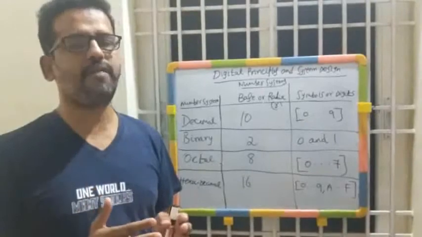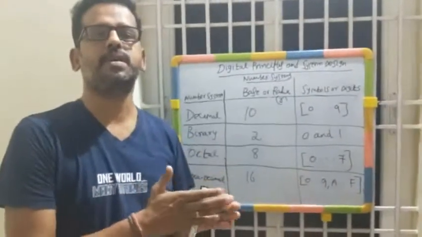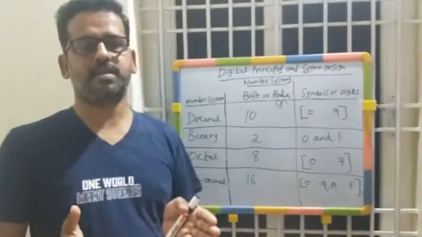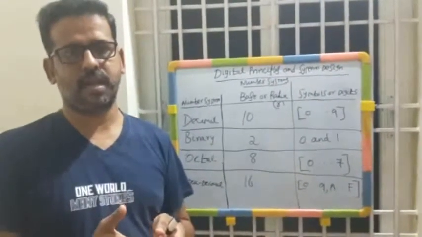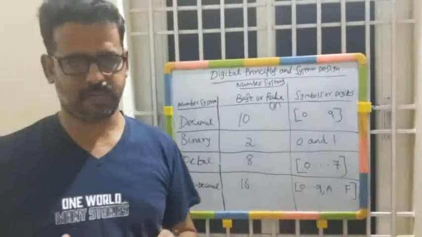This is the only difference of the hexadecimal number system compared to the other number systems, since it uses the letters A to F for representing the digits 10 to 15 respectively.